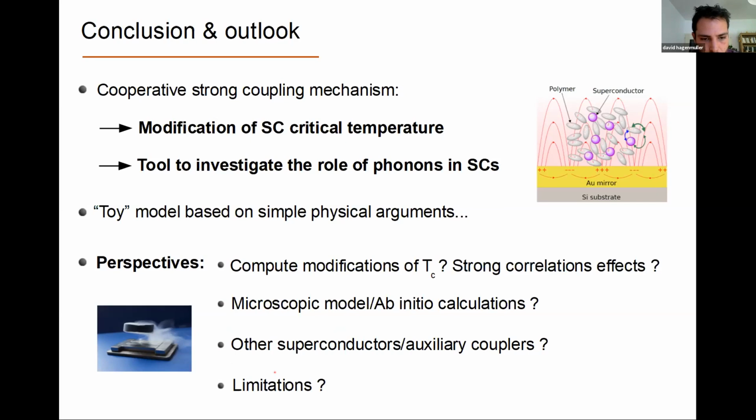And there are also more general questions, like, does this work with any superconductor or auxiliary coupler? One could also think of using another geometry. So instead of using a powder, one could use a heterostructure with thin films. And yeah, is there any limitation to this effect, and why does the TC decrease in YBCO? So those are all the open questions that we have thought of. So yeah, I'll stop here. Thanks for your attention.